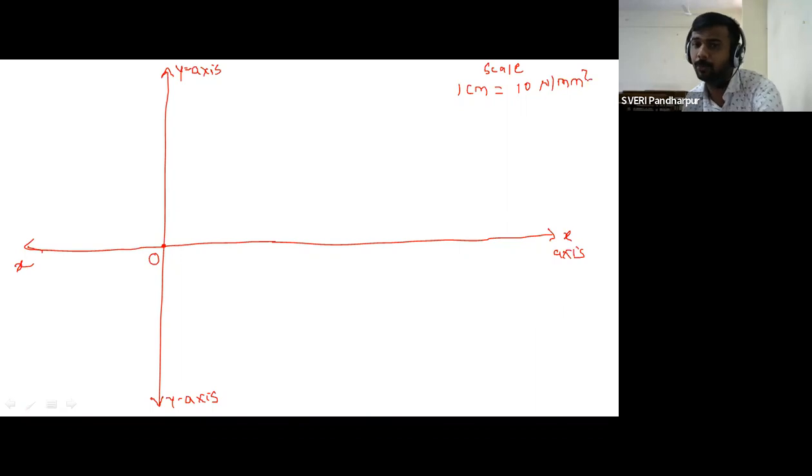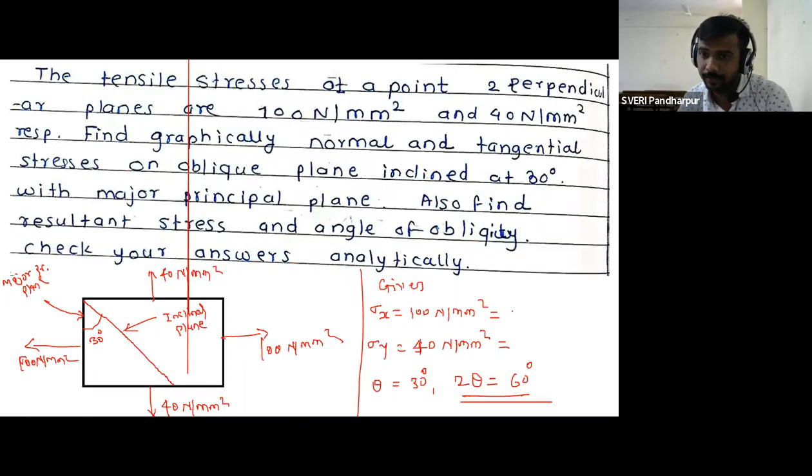Then how much will 100 Newton per mm square be? 10 centimeter. Write down in the given, and here 40 is equal to 4 centimeter. So sigma x is equal to 10 centimeter, sigma y is equal to 4 centimeter. Write down in the given only.